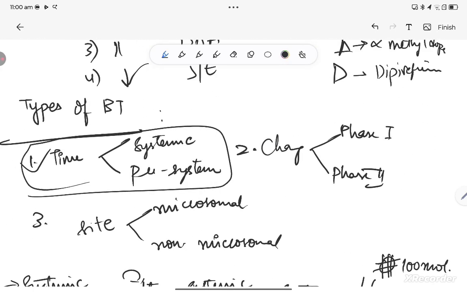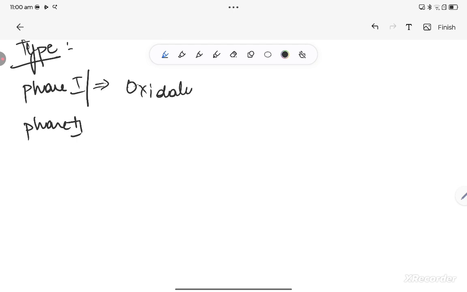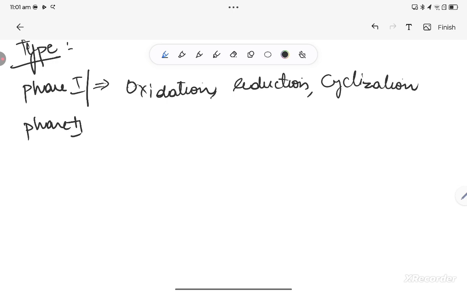Now, based on the type of change, that is your phase 1 and phase 2 reactions. Now, let us write about examples first. Phase 1 and phase 2. Phase 1 reactions mainly include oxidation reactions, reduction reactions, cyclization, decyclization, and hydrolysis. These are the usual reactions which are included in phase 1.